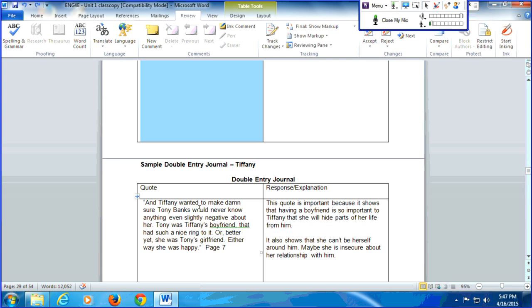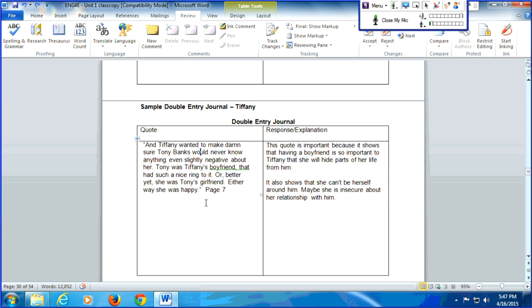So here's a sample for Tiffany. Our quote is: "Tiffany wanted to make damn sure Tony Banks was never going to find anything slightly negative about her. Tony was Tiffany's boyfriend. That was such a nice ring to her. Even better, she was Tony's girlfriend. Either way, she was happy." That's on page 7. So that's our quote, right from the novel. No analysis, no interpretation. That's just the quote.